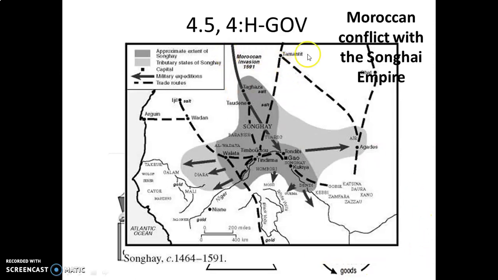What we can see here is this Moroccan invasion. We have Moroccan conflict with the Songhai Empire. So Morocco invaded the lucrative salt mines of the Songhai in the 1580s. The leadership was weak. Eventually, we can see the specific invasion here. Timbuktu was captured in 1591, so eventually the Songhai Empire collapsed.